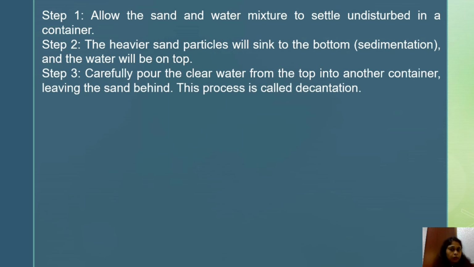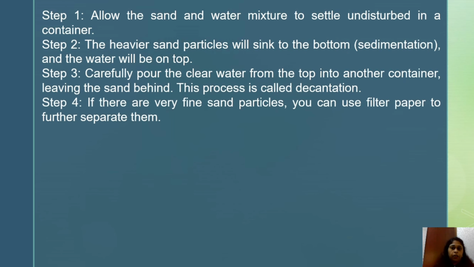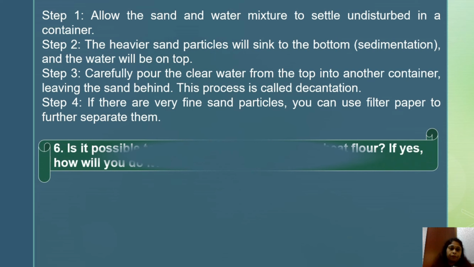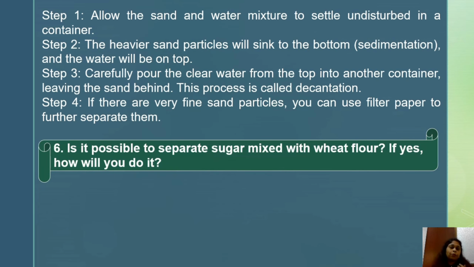Now in the next step, once the heavier particles have sedimented, we will pour the water into another container, and this process is known as decantation. Once it is decanted, we will use the filtration method, in which we use filter paper to separate it. So this is the process of sedimentation, decantation and filtration. I have made a separate video on separation of substances. Please have a look at it so that you will get a better understanding.